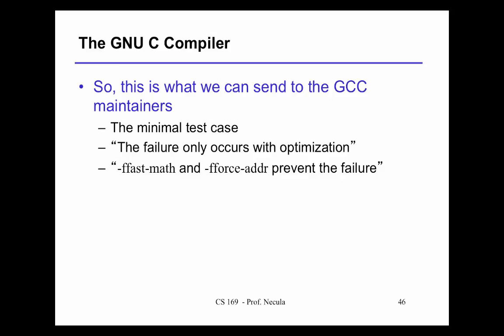So now you send this bug report. You send a little one-liner program. It says, turn on optimizations, but turn off this one. If you turn this off, the problem disappears. So this is a very much more valuable bug report that you can actually start working on.